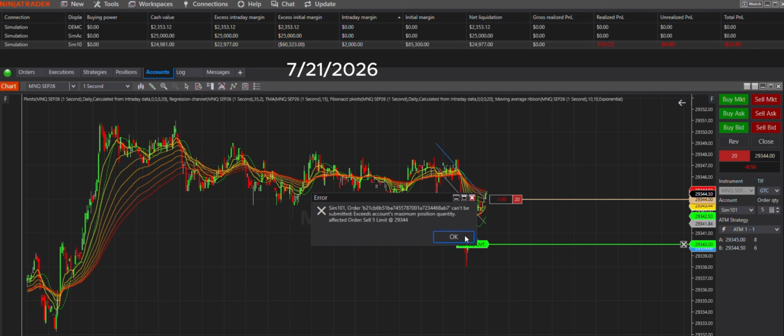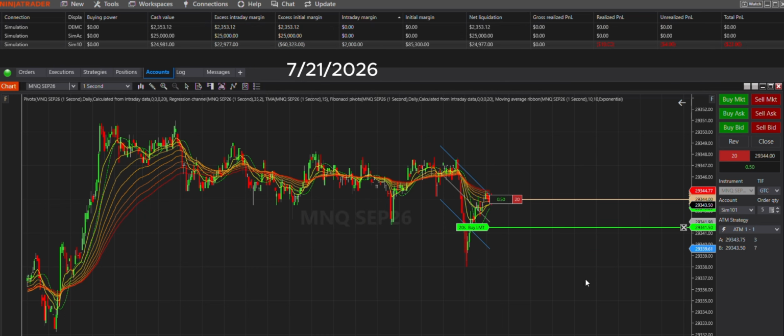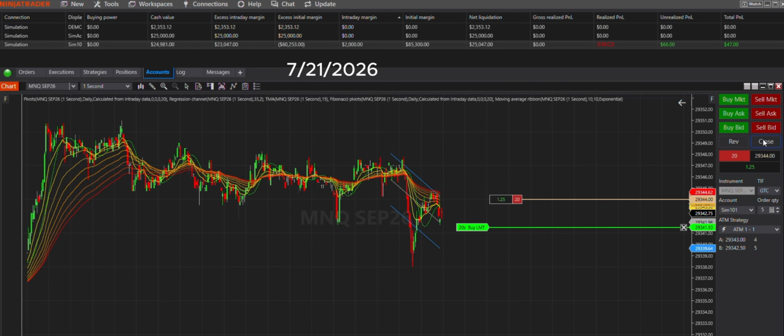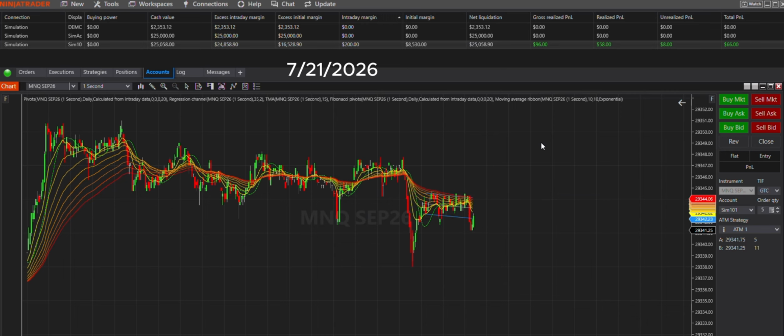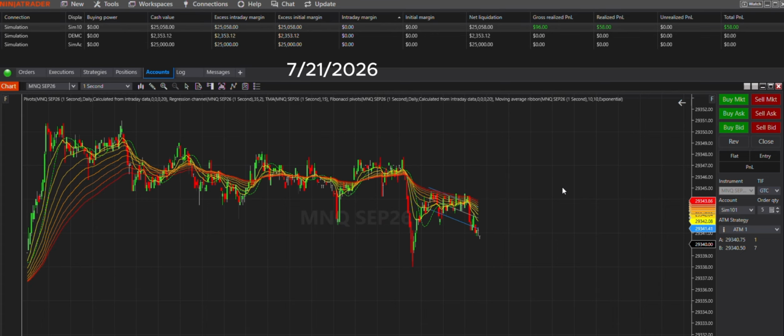Order fulfilled. Okay. So I can only do 20 contracts at the moment, no more than 20 contracts. So I am going to trade as if I was trading an eval. Target fulfilled. Okay, we are up $58.